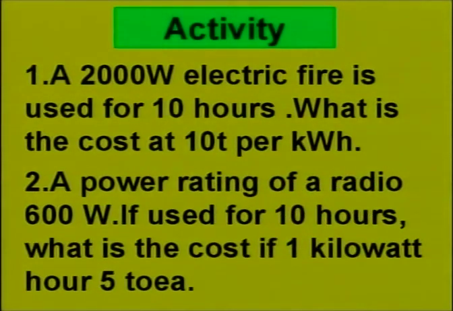That is your activity question. You have 2 questions. On the first slide, there will be other 2 questions given to you later. Question number 1 says a 2000 watt electric fire is used for 10 hours. What will be the cost at 10 per kilowatt hour or 10 per unit?